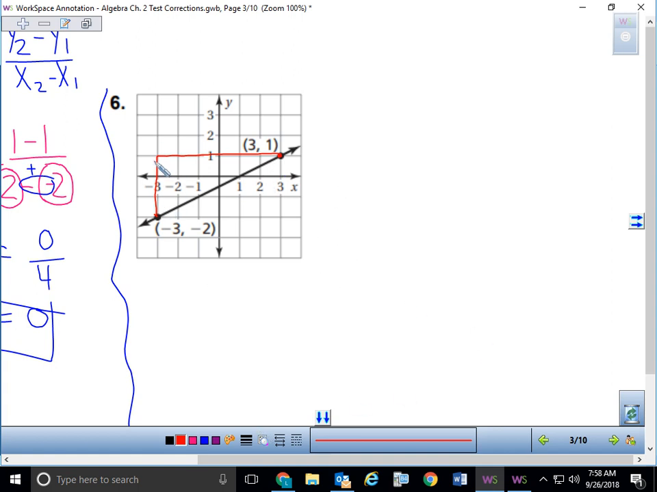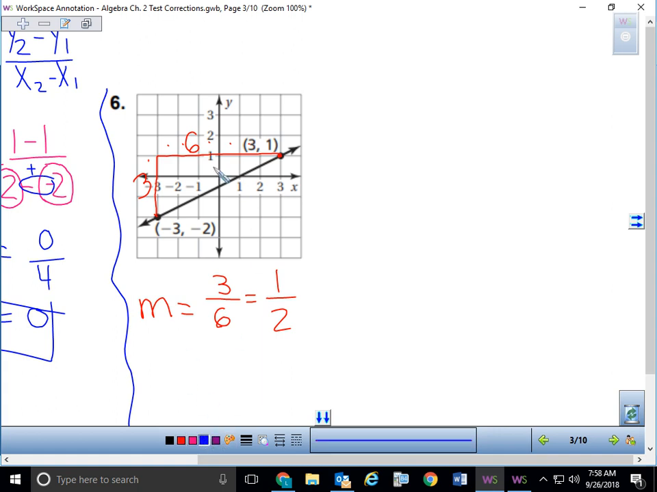Triangle method means you just count boxes. So 1, 2, 3, I rose 3 boxes over 1, 2, 3, 4, 5, 6 boxes. So doing the triangle method, m equals rise 3 over run 6. Well, remember, you have to simplify every fraction. Even if it's a slope, simplify it. 3 over 6 is the same thing as 1/2. So this should be the slope I get when I use the formula.